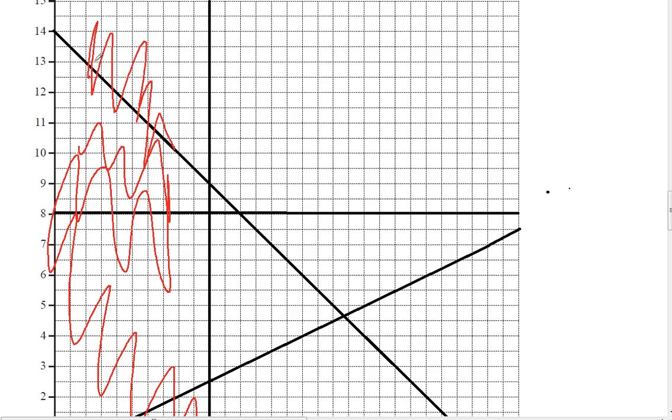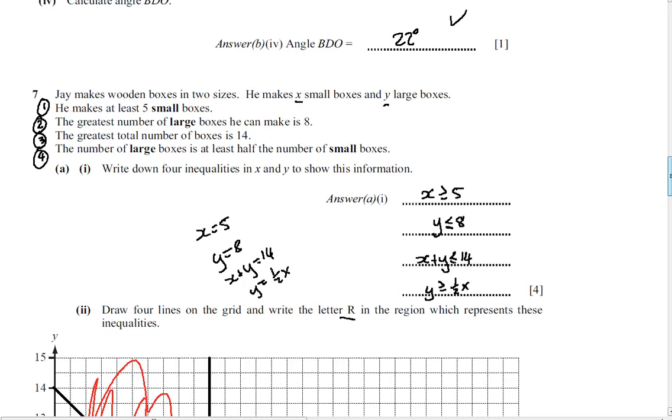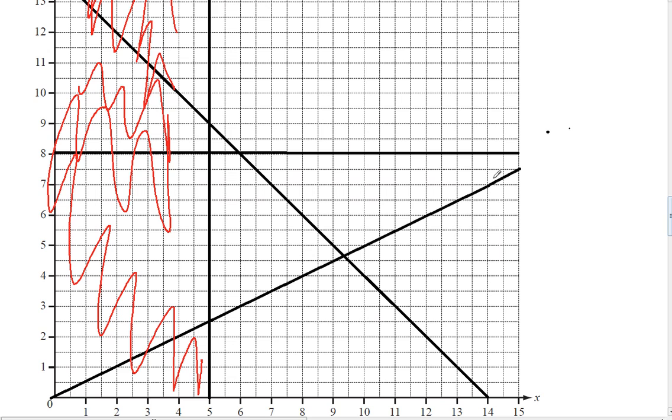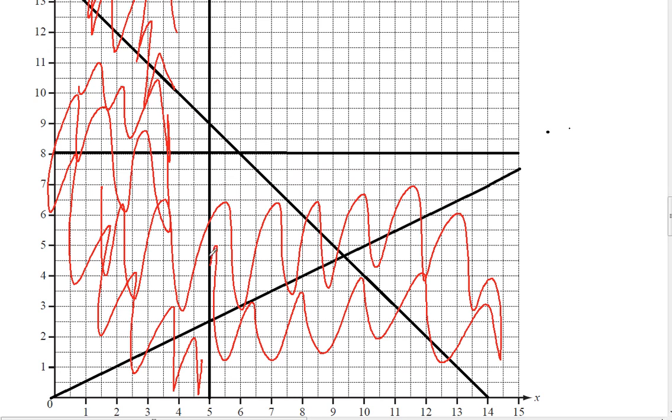Okay, next line is y is greater than or equal to 8. So the wanted region is above this line, y is equal to 8. That means the unwanted region is below this line.